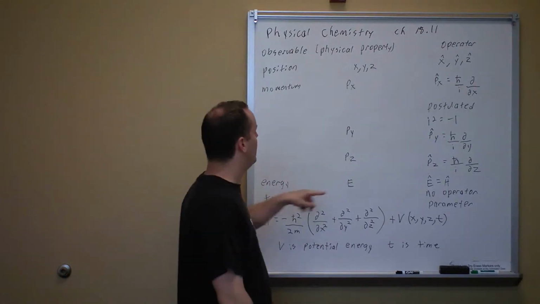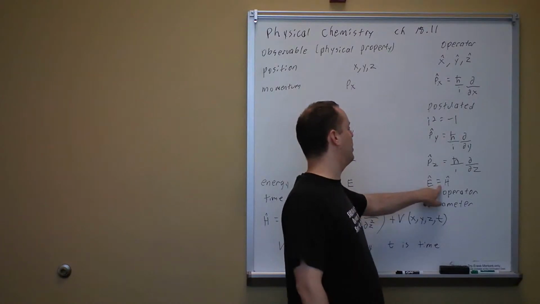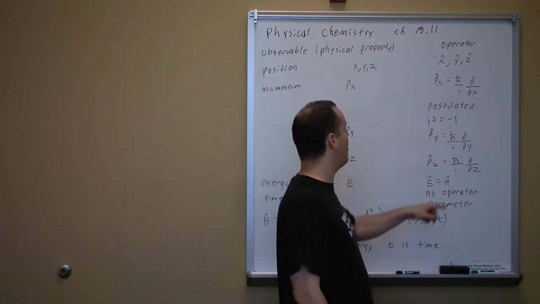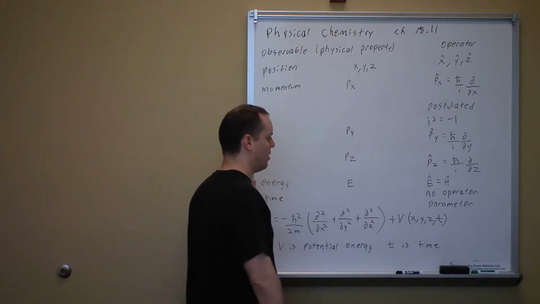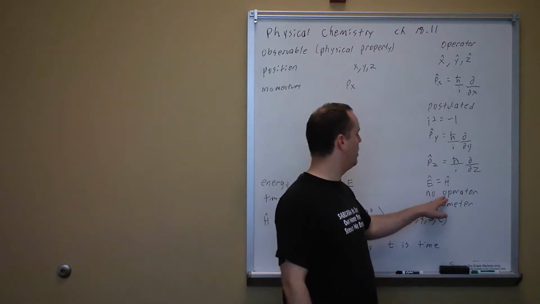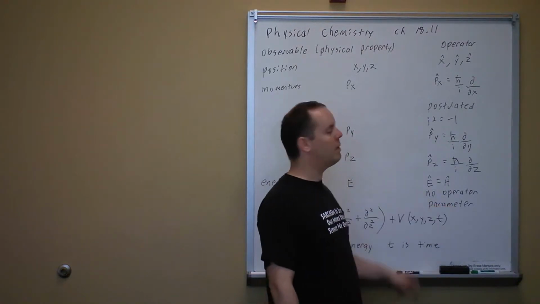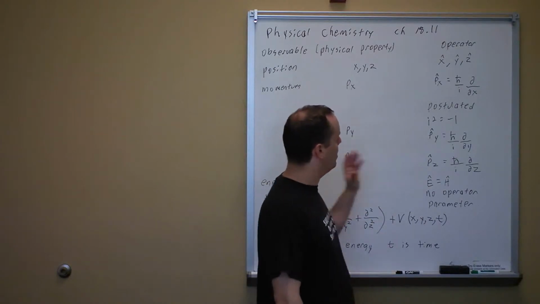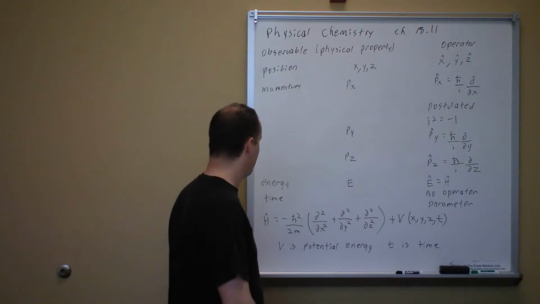Now energy, E, you might expect it to be called E hat, but normally we write it H hat because it's called the Hamiltonian operator. It's named after the guy who postulated it. So that's why we do it that way. And then time, there is no operator. You may be able to observe it, but it's considered a parameter, which means you're not going to be able to find time from anything else.